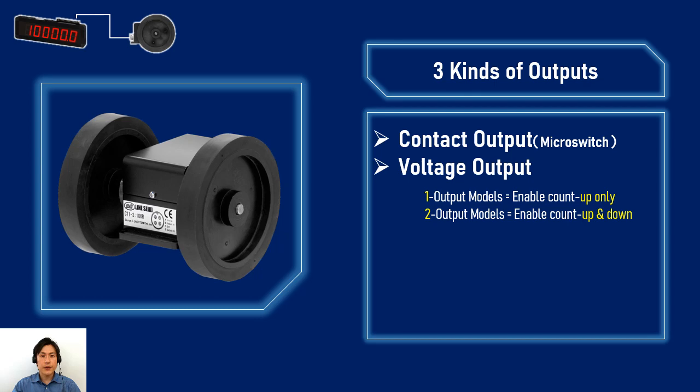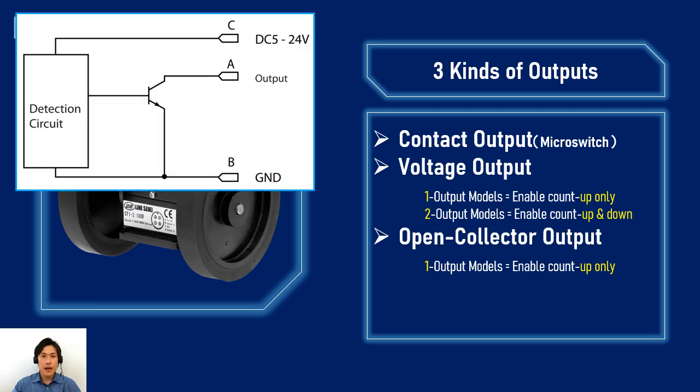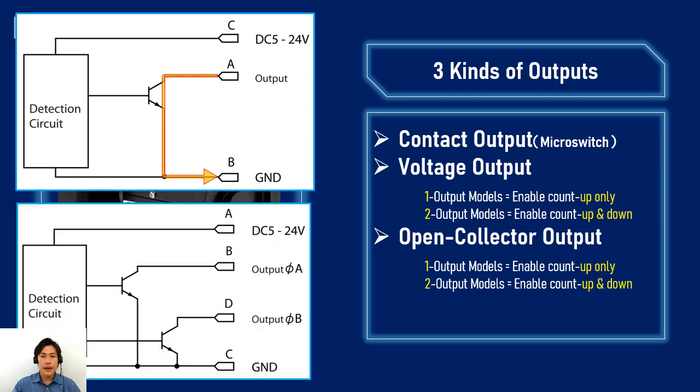And this is the third and last one, open collector output. This one also branches into 2 groups. One output models enable count up only. They have only one output. As you see, there is only one exit for the pulse to go out. On the contrary, 2 output models that enable count up and down have, of course, 2 exits for the pulses.